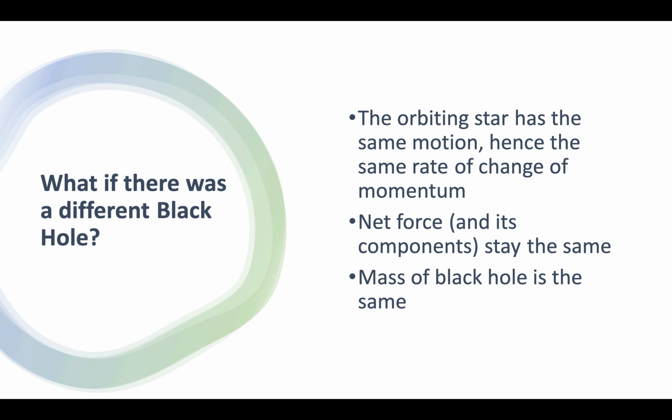Now let's look at what happens when a different black hole is placed in the same location. The motion of the observed star is assumed to be the same, and the gravitational force due to the new black hole is assumed to be the only force on the star. Since the motion of the star is the same, the rate of change of momentum of the star is the same. Using the momentum principle, this means that the net force on the star and its parallel and perpendicular components also remain the same. Finally, this means that the gravitational force is the same, which implies that the mass of the black hole is exactly the same as the first one. Hence, there would be no way to tell the original and the new black holes apart.